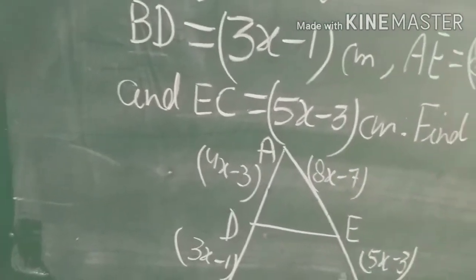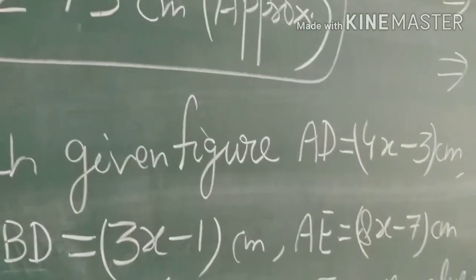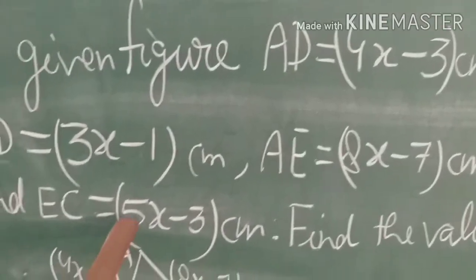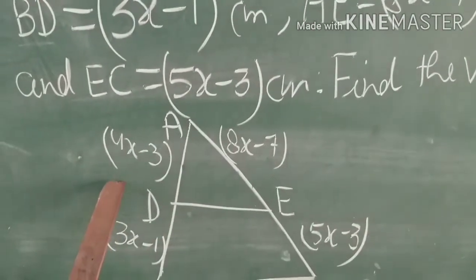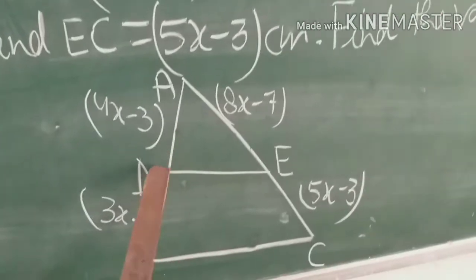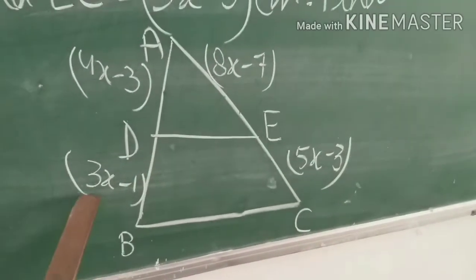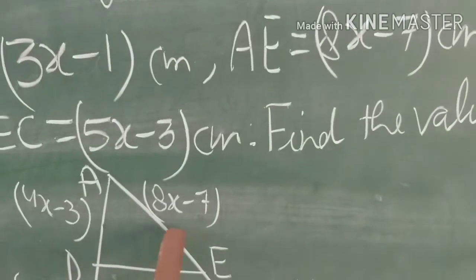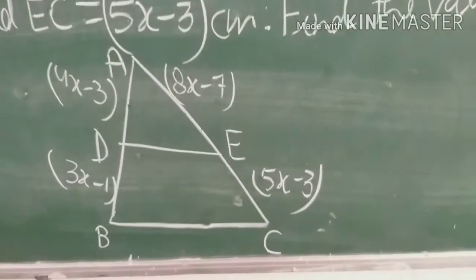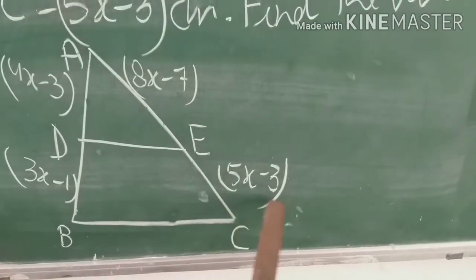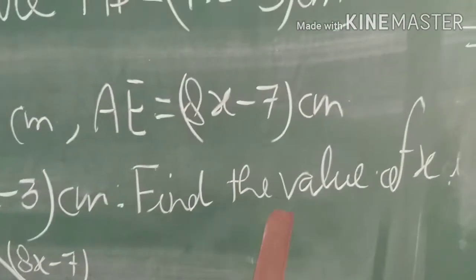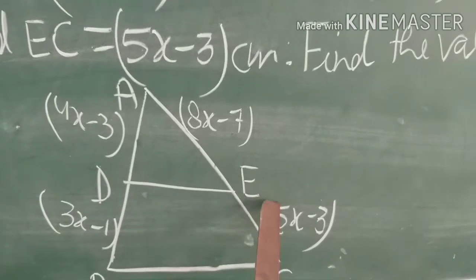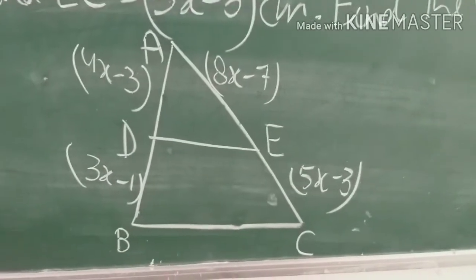Now take one more question related to Thales theorem, students. In the given figure, AD equals 4x minus 3 centimeter. DB equals 3x minus 1 centimeter. AE equals 8x minus 7 centimeter. EC equals 5x minus 3 centimeter. And we have to find the value of x. It is given that DE is parallel to BC.